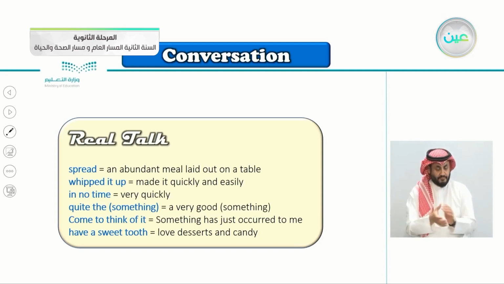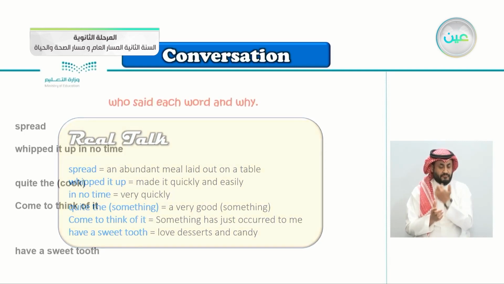Come to think of it, something has just occurred to me. When you have something in your mind that has just occurred to you, you say, come to think of it, I don't want to go, for example. Have a sweet tooth means that you love to eat sweet things, love desserts and candies. Maybe from the term itself, sweet tooth.